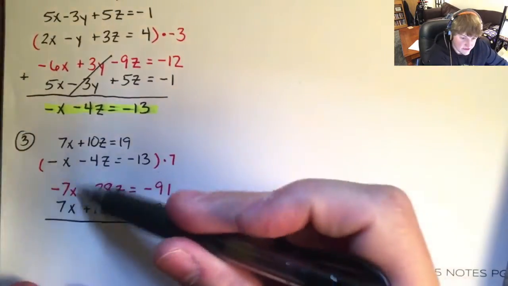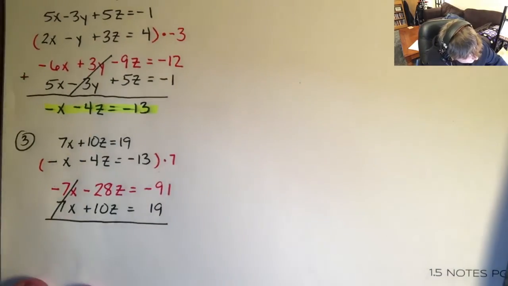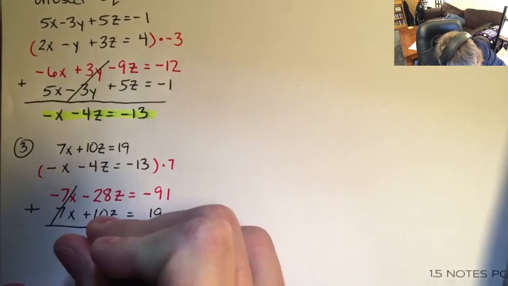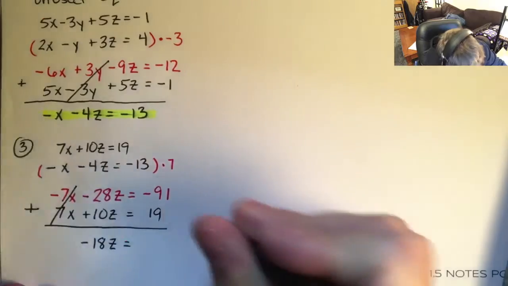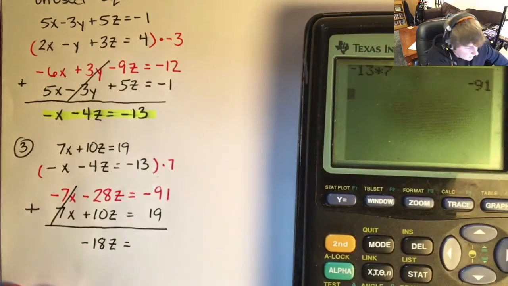Okay, as you can see, I do have opposites here, so I can go ahead and cancel those out because I'm adding, and opposites add to 0, and so then I get negative 18z is equal to, and I believe that's negative 72. Let's just double check.